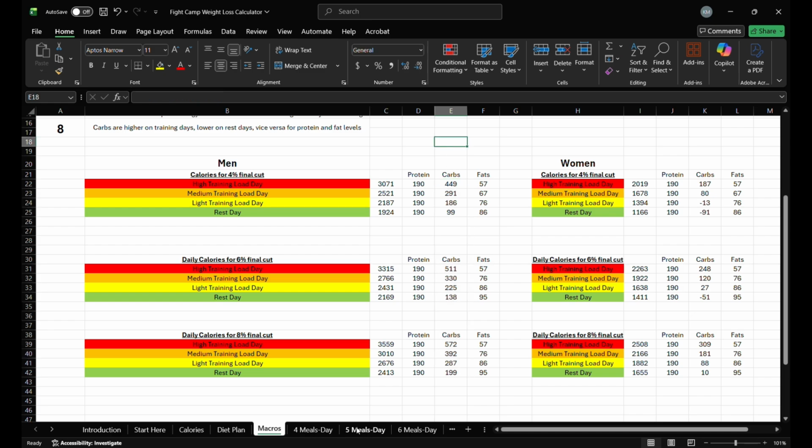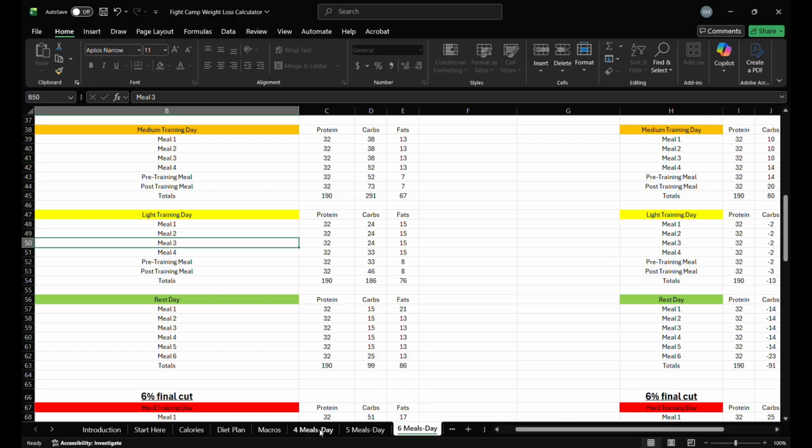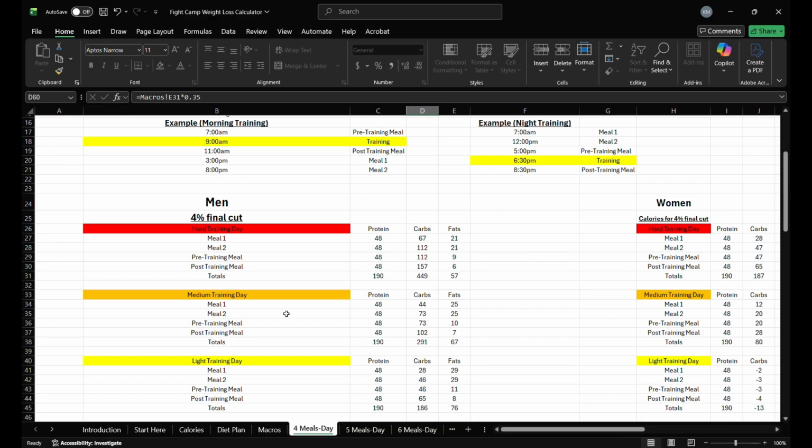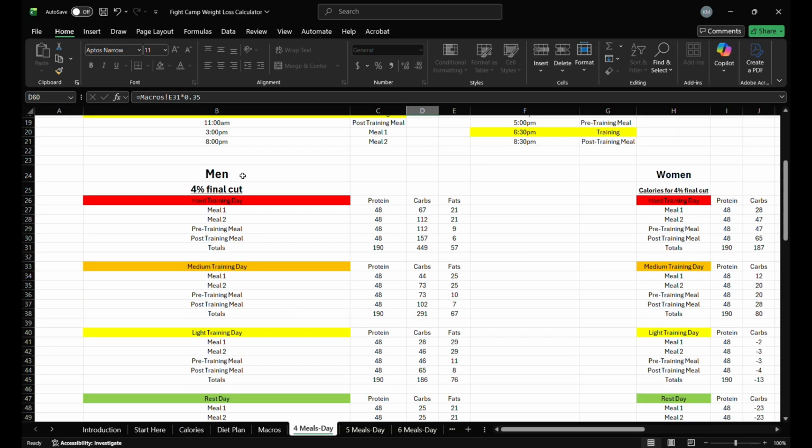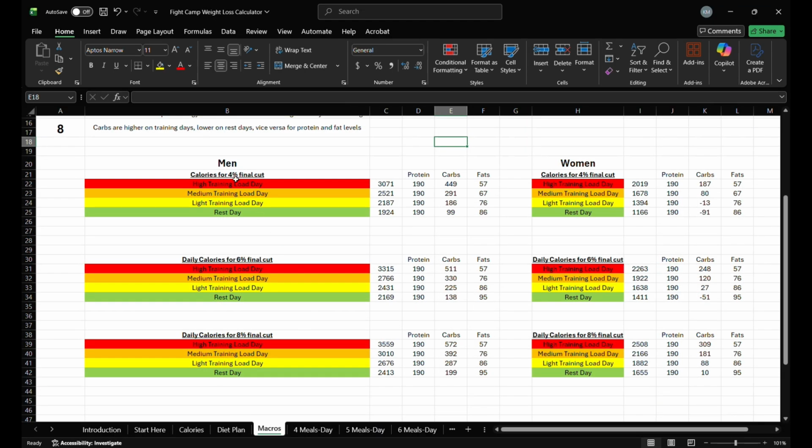All right, so next we're going to look at 4 meals a day, 5 meals a day, and 6 meals a day. So for 4 meals a day, again, you're going to do some searching. So let's say in this scenario, I'm a man, I'm trying to do a 6% final weight cut, and I have a very hard training day. So I found my calories, my protein, my carbs, my fats.